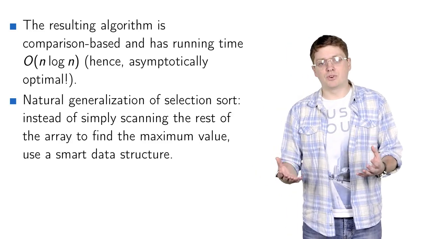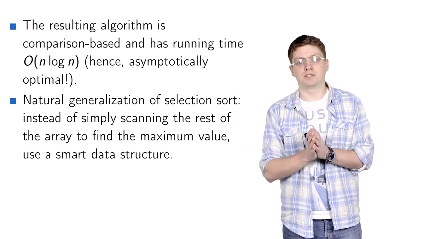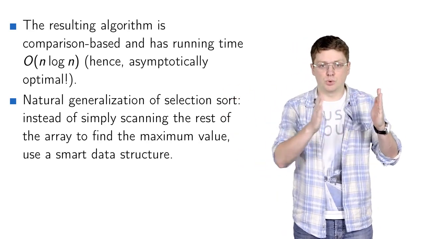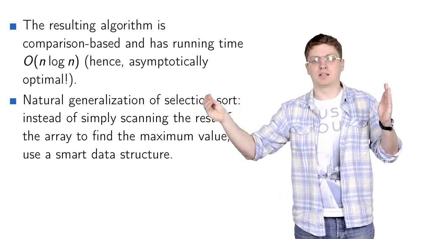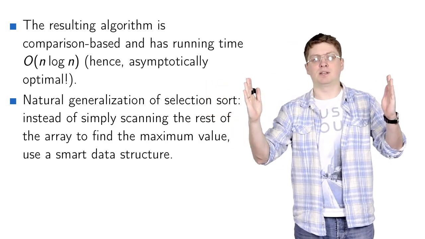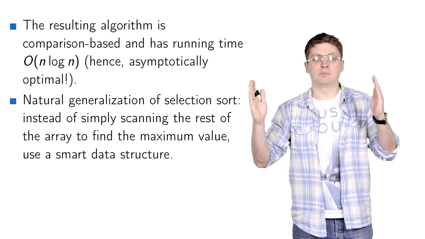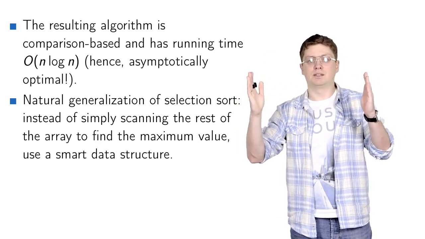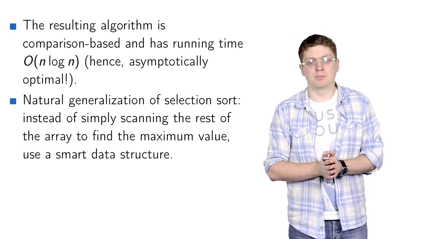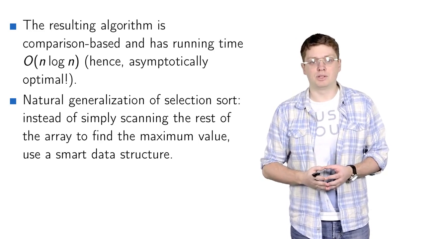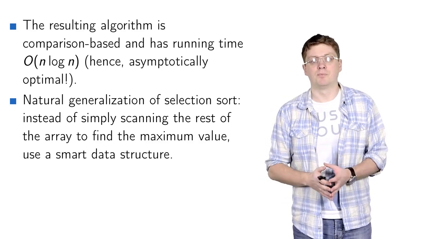Also note that this is a natural generalization of selection sort algorithm. Recall that in selection sort algorithm we proceed as follows. Given an array, we first scan the whole array to find the maximum value. So then we pick this maximum value and swap it with the last element. Then we forget about this last element and we consider only the first n-1 elements. Again, by scanning this array, we find the maximum value and we swap it with the last element in this region, and so on. So here in the heap sort algorithm, instead of finding the maximum value at each iteration naively, we use a smart data structure, namely a binary heap, right?